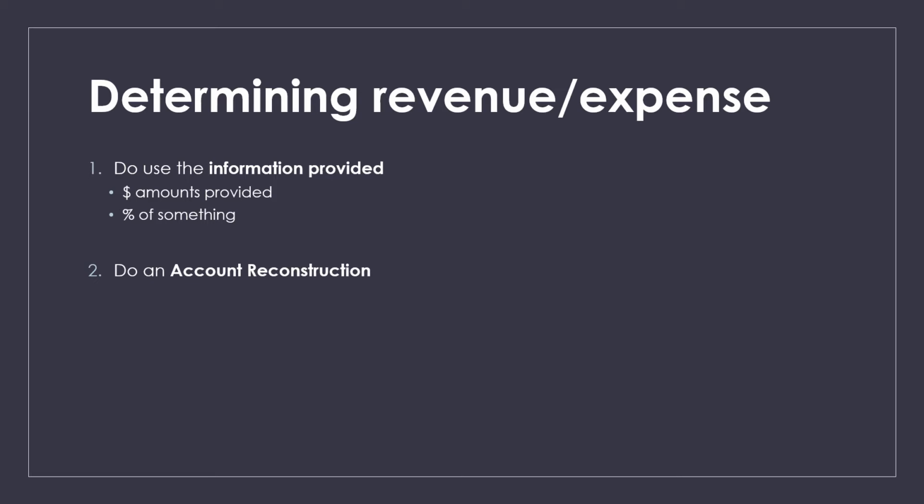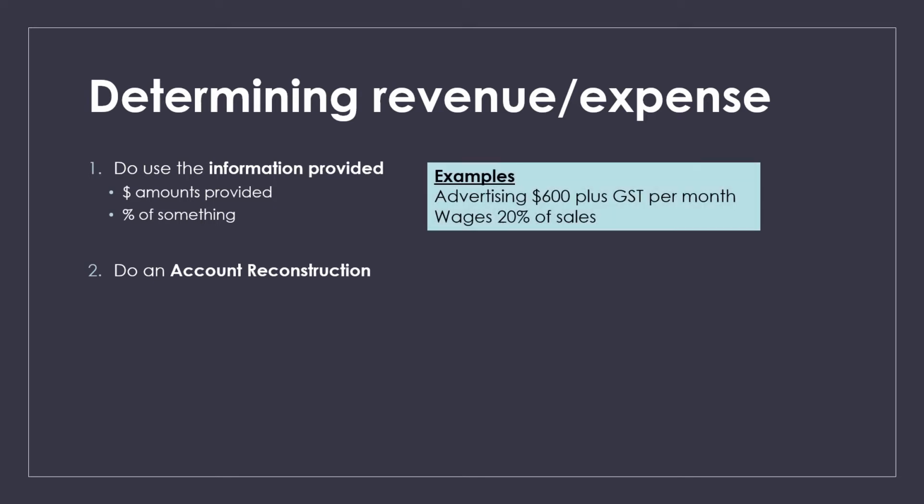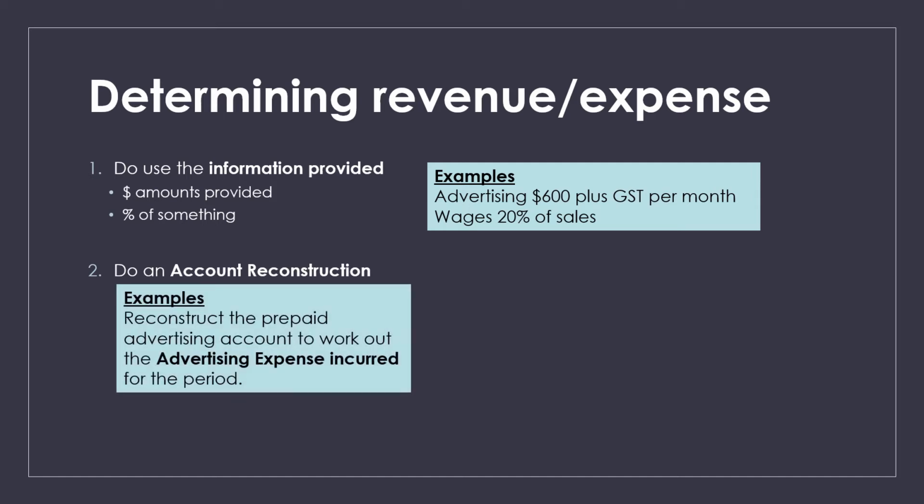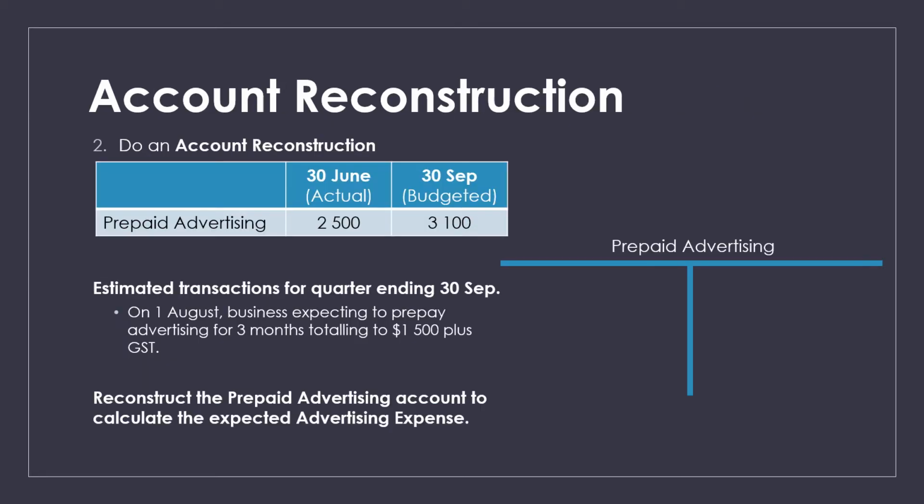To do this, we'll need to use the information provided, given to us either with the amounts or the percentages. Also, we may need to do an account reconstruction to determine the revenues or expenses that need to be reported. For example, we may need to reconstruct the prepaid advertising account to work out the advertising expense that has been incurred for the period. Let us have a look at an example of an account reconstruction.